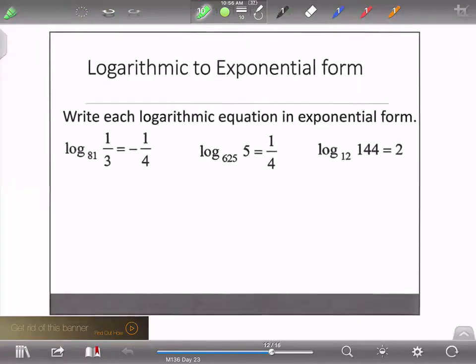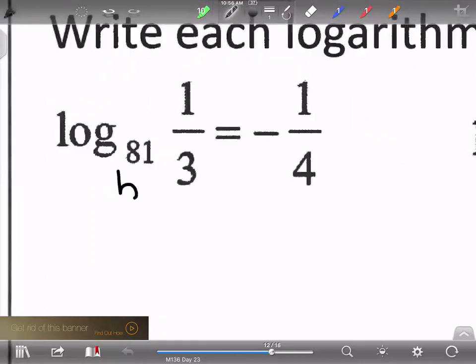Now we're going to do the exact opposite. We're going to convert now from logarithmic form to exponential form. So we're going to label things backwards. Log base b of y equals x.